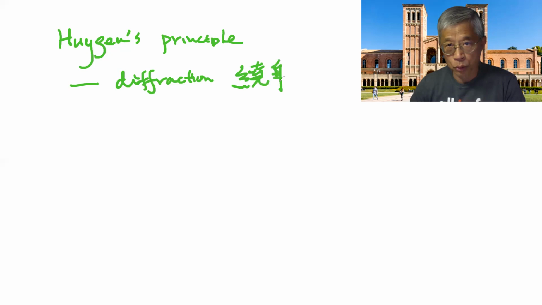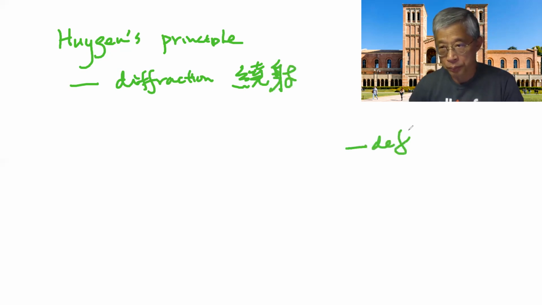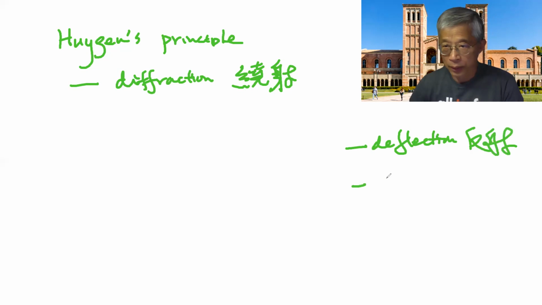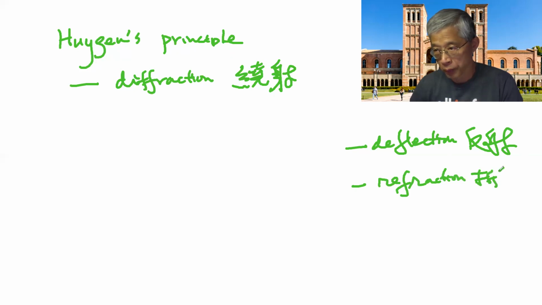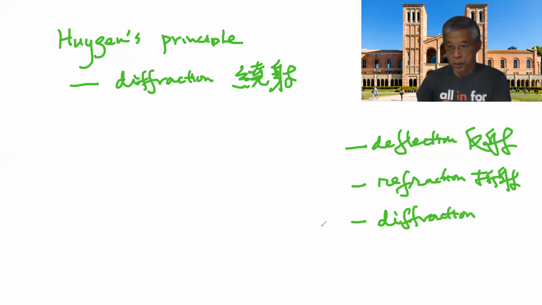So light can do many different things, right? So light can do reflection, 反射, right? Okay, and light can do refraction, 折射, right? Which we have studied. And light can do diffraction, different pronunciation, right? So we're going to talk about this one right now. We already talked about the others.